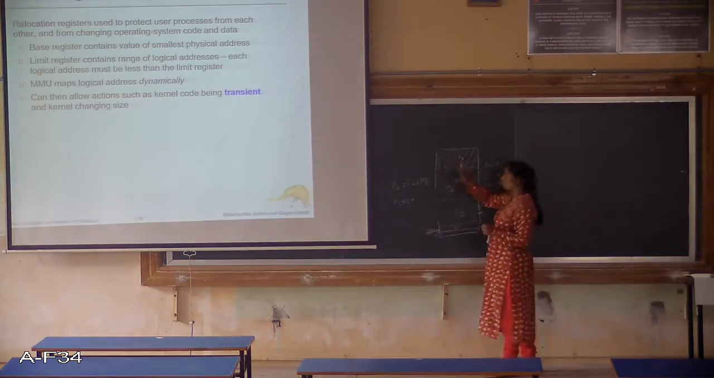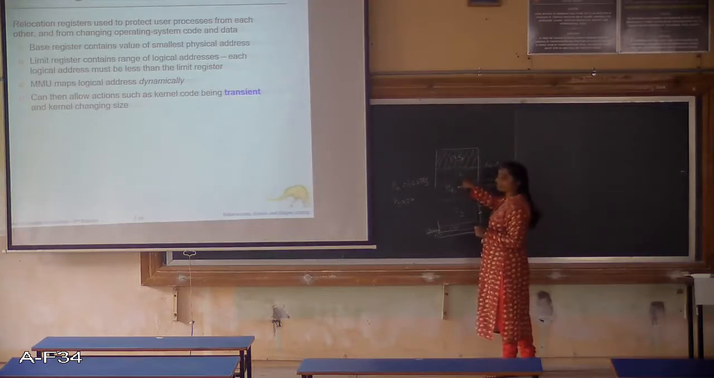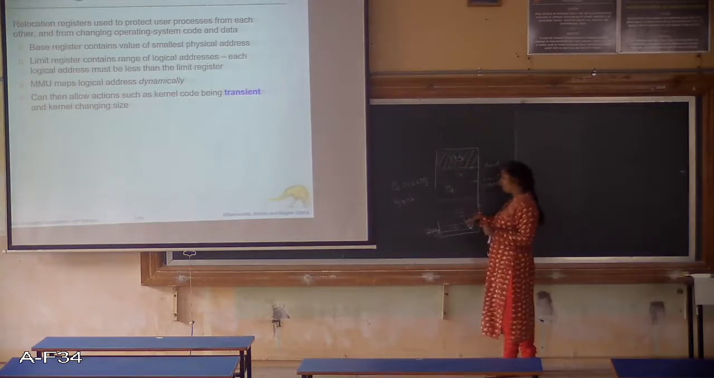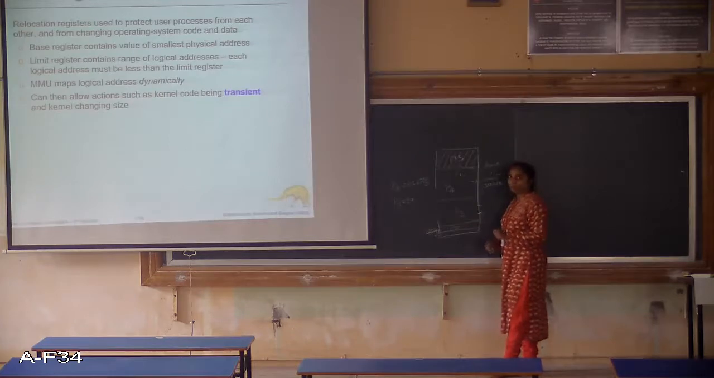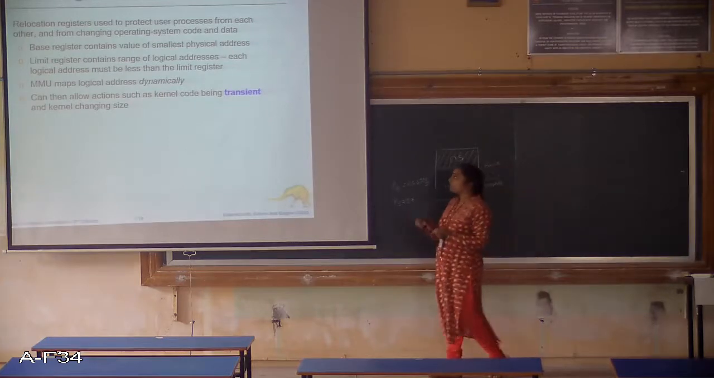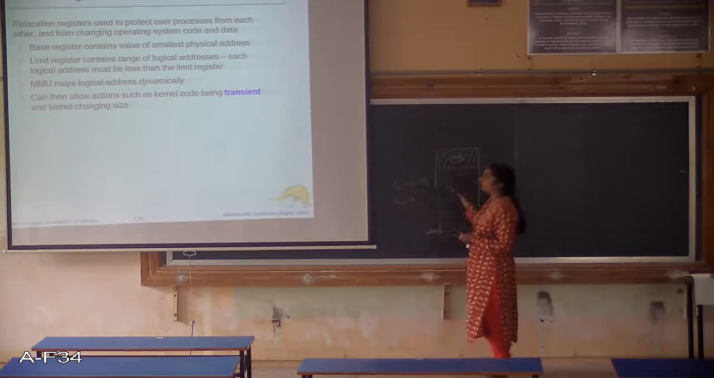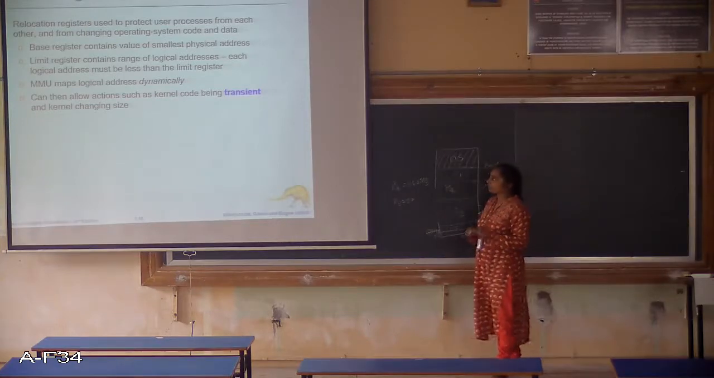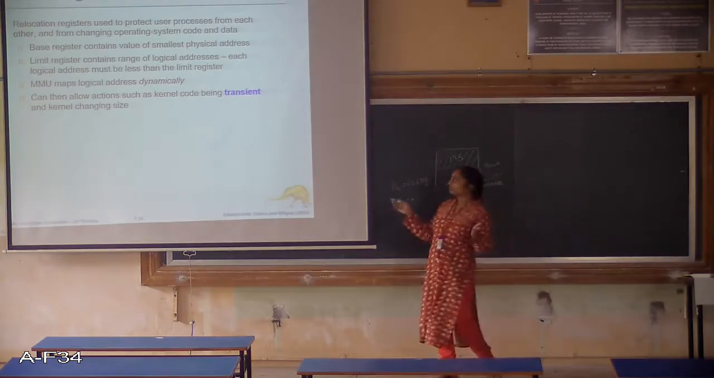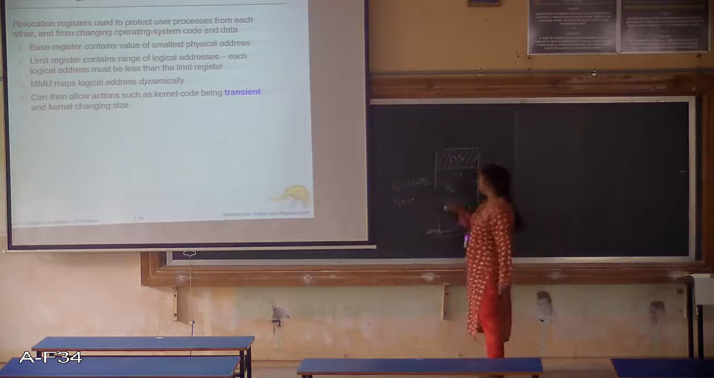You cannot access operating system space. P4 cannot access P1 space. P4 cannot access P3 or P5 memory space. So it has to restrict this. So for that you will be using the limit register and the base register to check that it is using only its own memory.